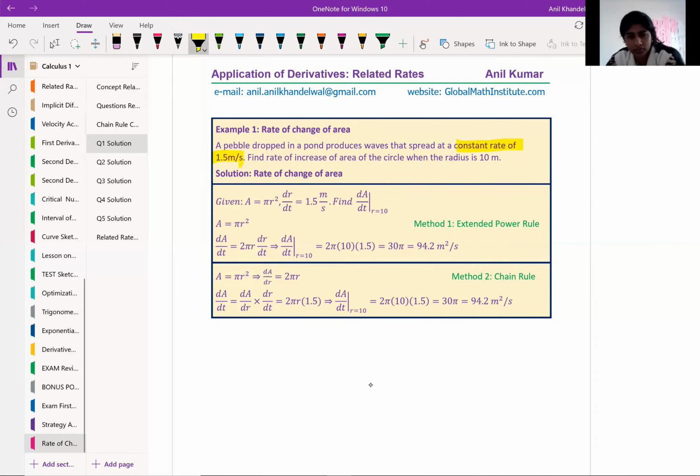As soon as you see "per second," it gives you an idea. You have to differentiate with respect to time for sure. Now the question is, find the rate of increase of area of the circle when the radius is 10 meters. They are not saying with respect to what. When the radius is given as 10 meters, you have to find the rate of change in area.